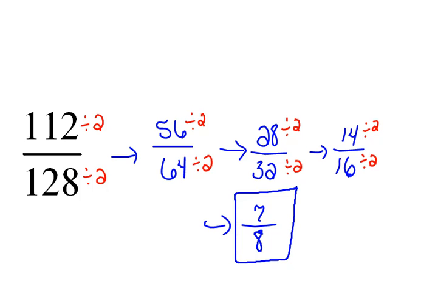Now we have a fully reduced fraction, and that's okay. Even though it took us 4 steps to get there, that's all right. As long as you can divide the top and the bottom by the exact same number, you will eventually get to the smallest or the lowest terms.